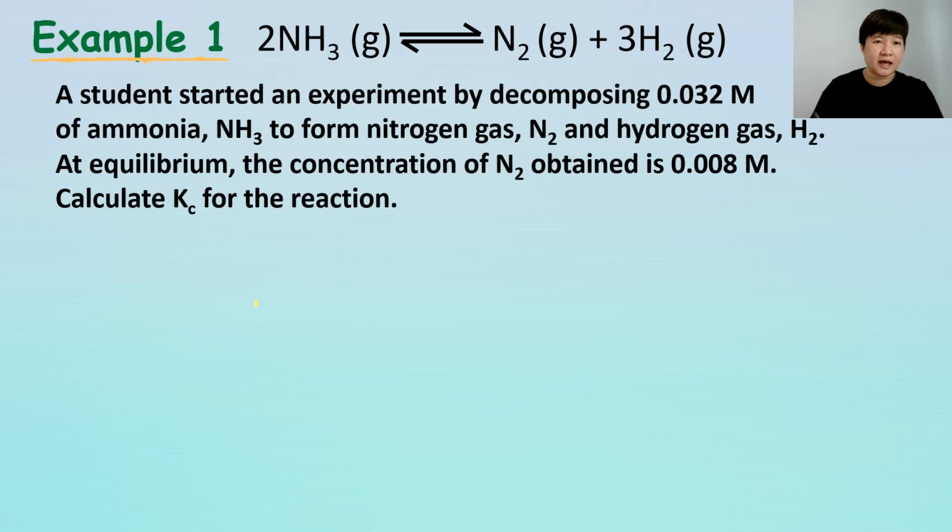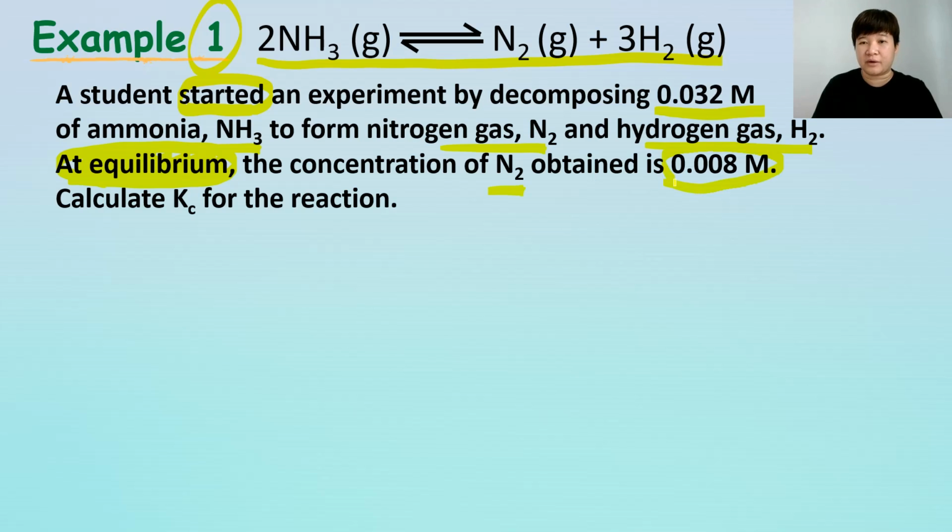The first example that I have on the screen over here is with this equation, the decomposition of ammonia. The question stated, a student started, and started means initial, an experiment by decomposing 0.032 molar of ammonia to form nitrogen gas and hydrogen gas. At equilibrium means it has already achieved equilibrium. So at equilibrium, the concentration of N2 obtained is 0.008 molar.